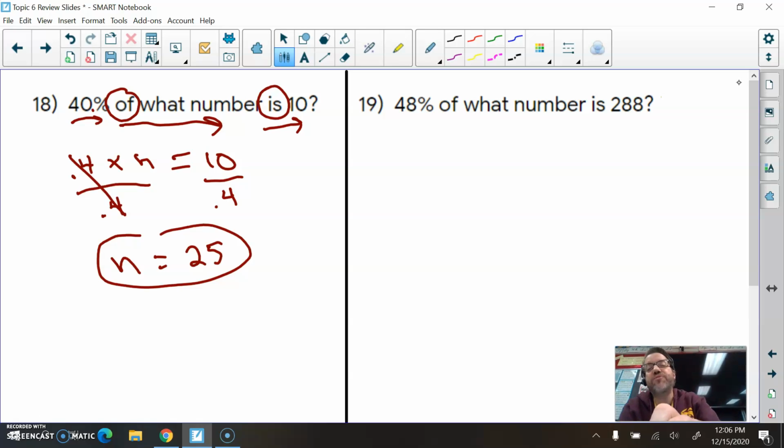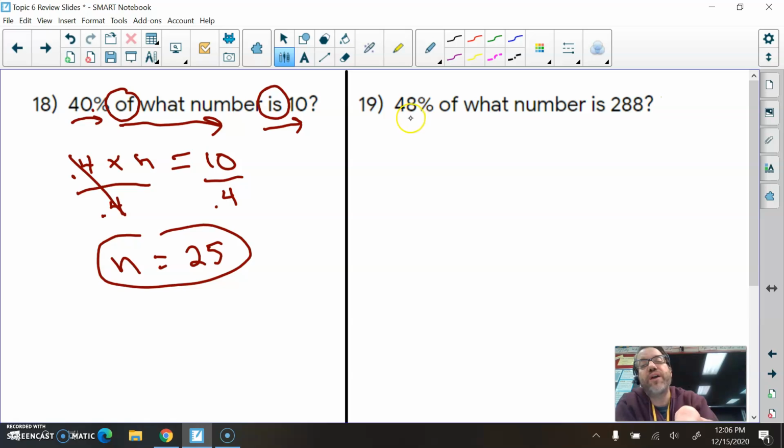So this number that I'm trying to find must be a little more than double 288. It has to be a little more than double that because we're taking a little less than half of it, and it's going to equal 288.